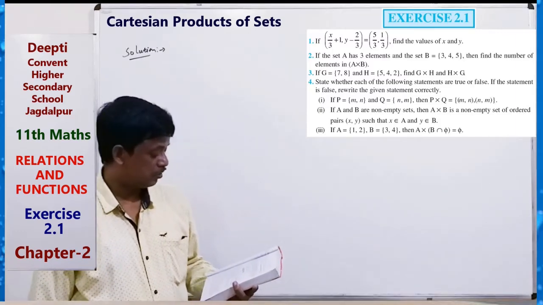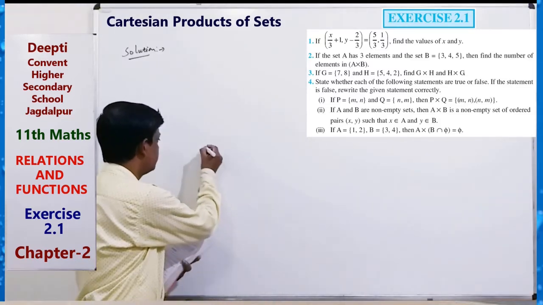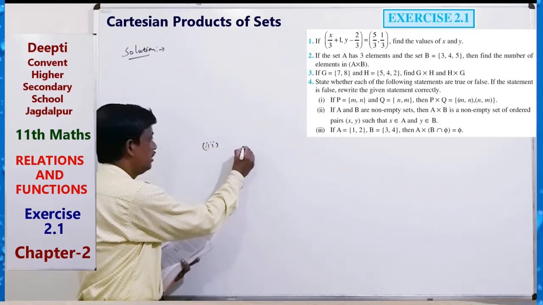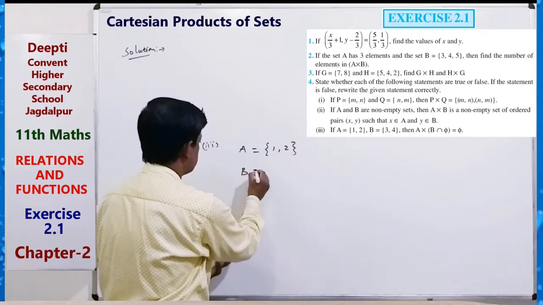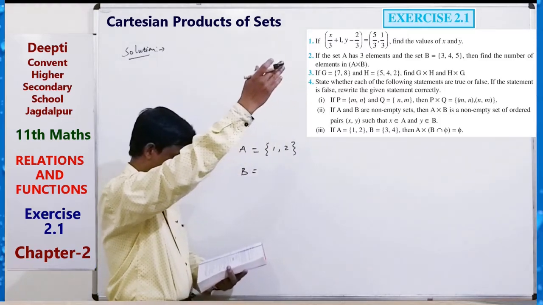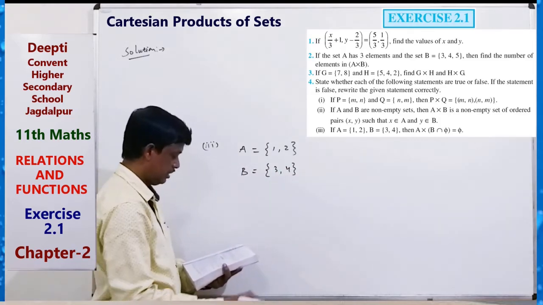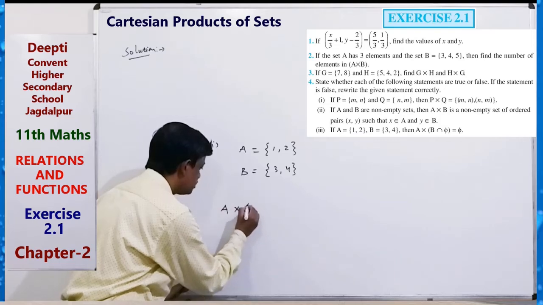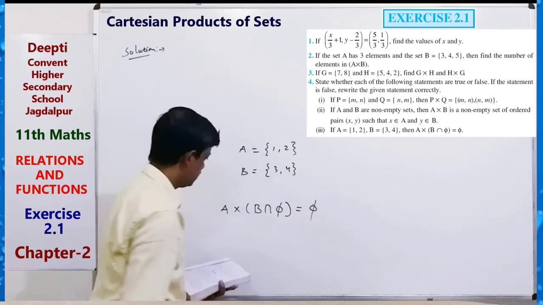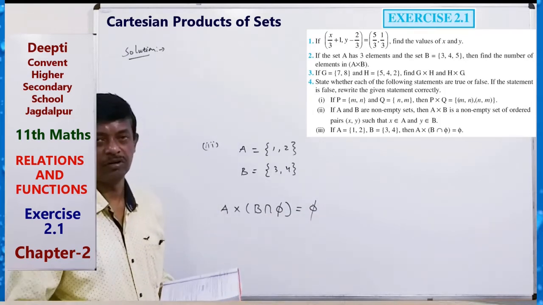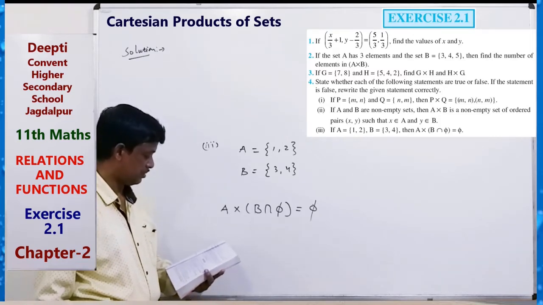And third, if A equals {1, 2}, B equals {3, 4}, then third number, what? A equals {1, 2}. B equals what? {3, 4}. Okay, then A cross (B intersection 5) equals 5. Is it right or wrong? We will decide. Okay, A cross (B intersection 5) equal to 5.